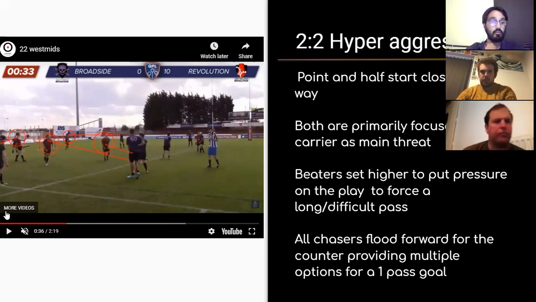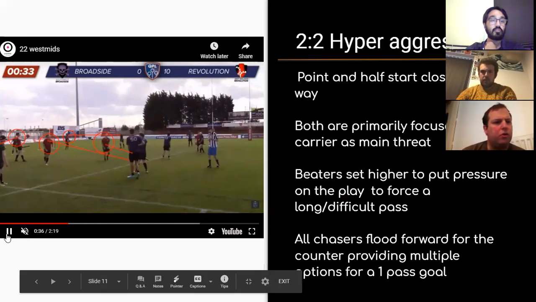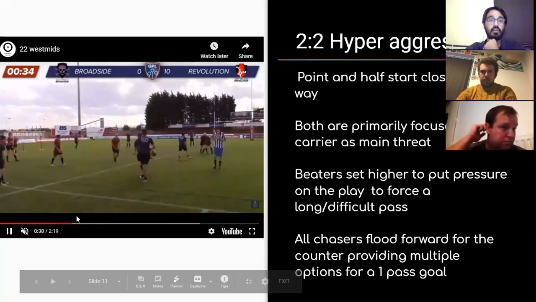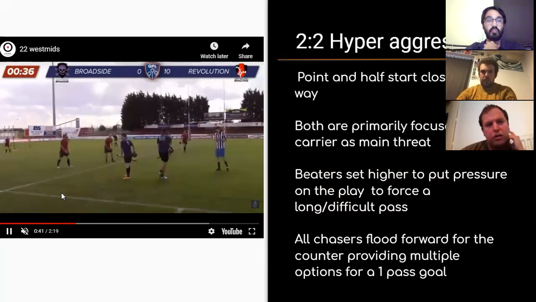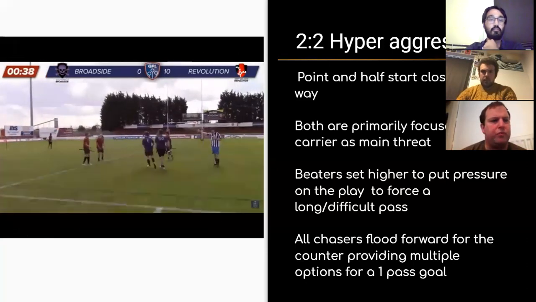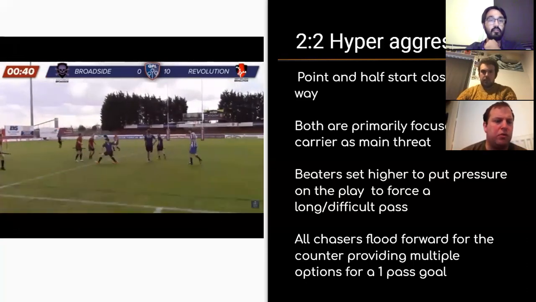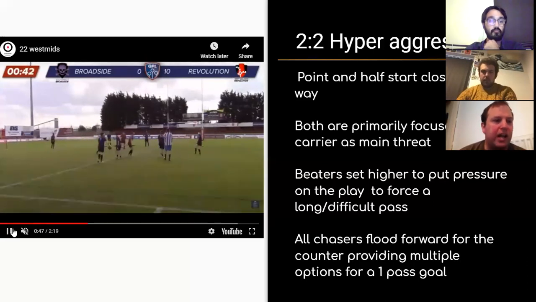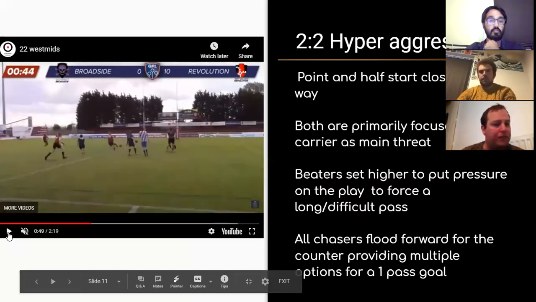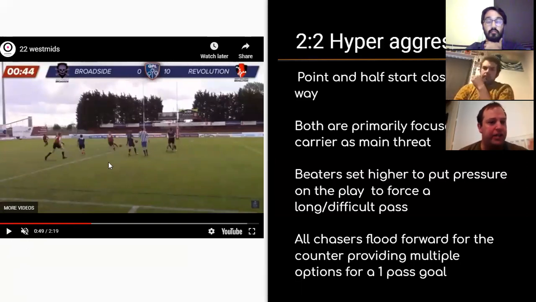But you can see by putting the pressure on so much earlier, the keeper's not really sure what they can do, even though they're protected by an armed beater. With this one it's slightly different because the point and a half have gone over to where the ball is, but the beater is basically covering the sideways pass as well. The second beater has gone even more aggressive and has gone to be the help defender essentially. They've gone to be the half.